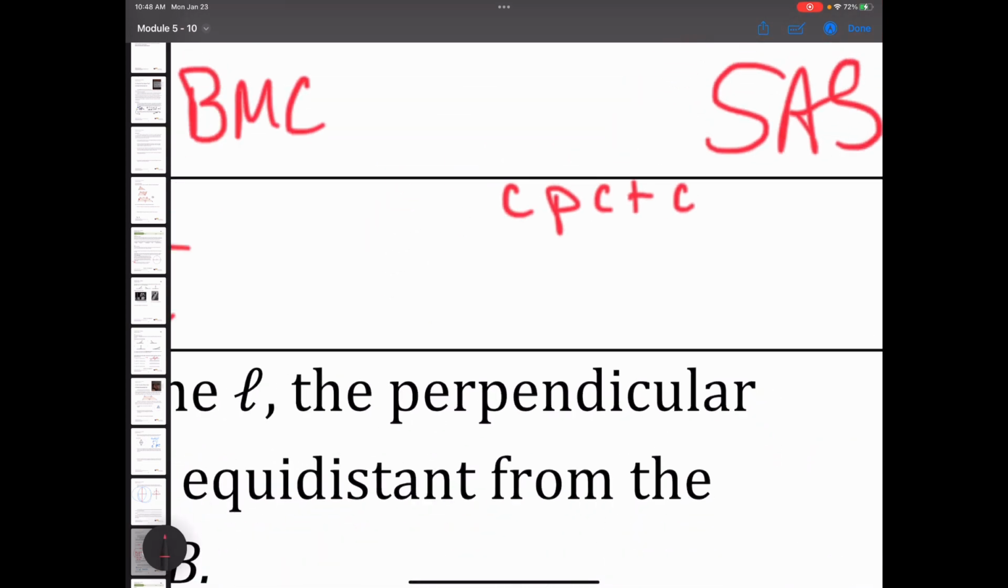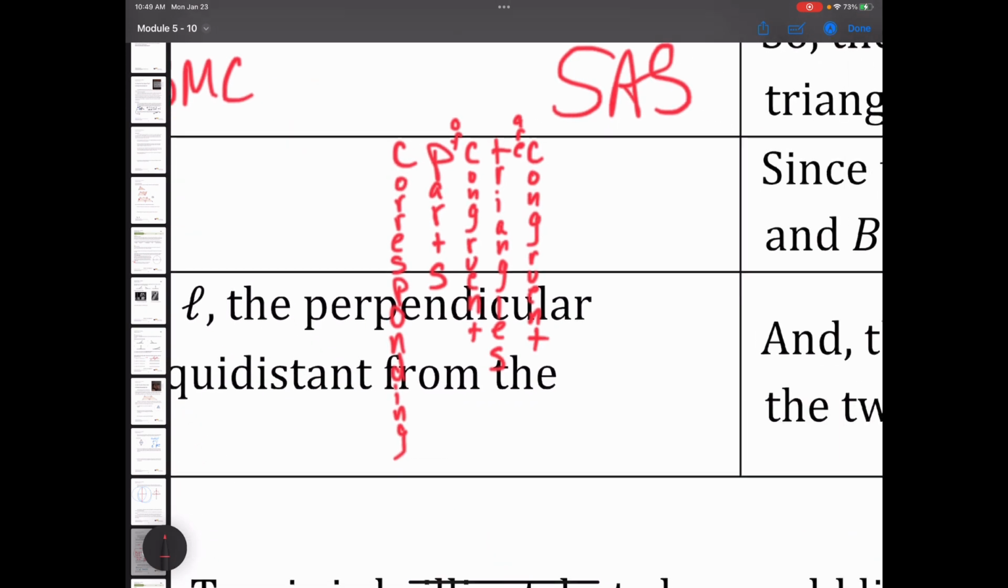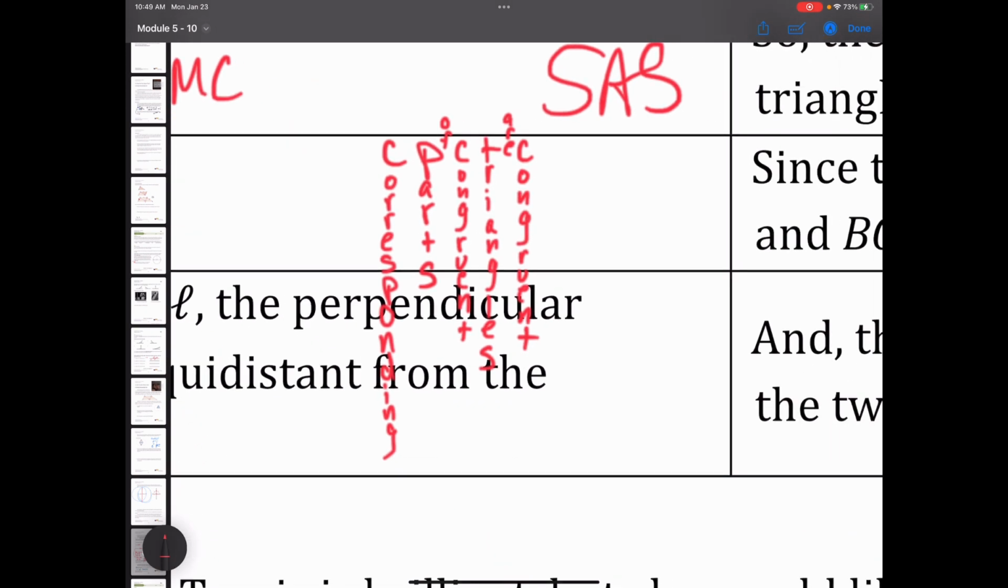Let's right now write this down, okay? Corresponding parts of congruent triangles are congruent. Okay, so it's kind of going down into question 9, but it has the spirit. I'm just writing. So corresponding parts of congruent triangles are congruent.